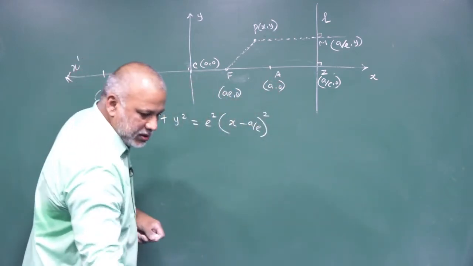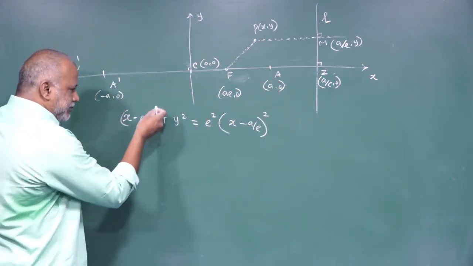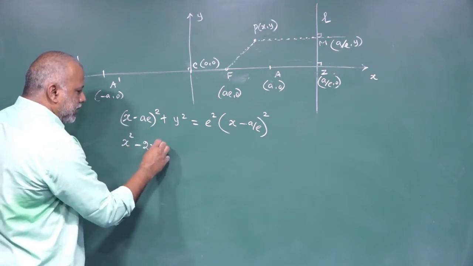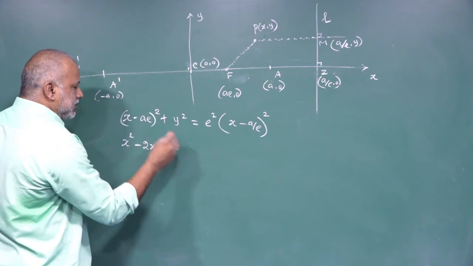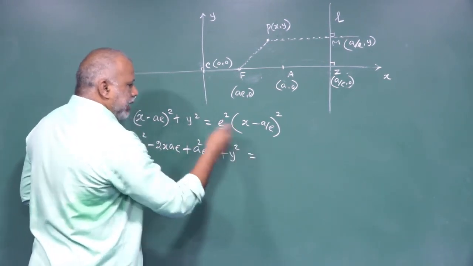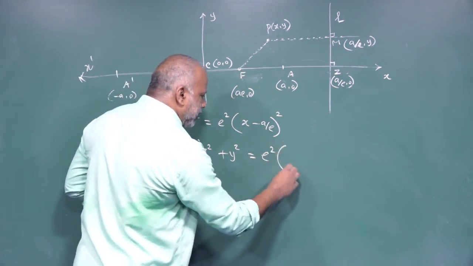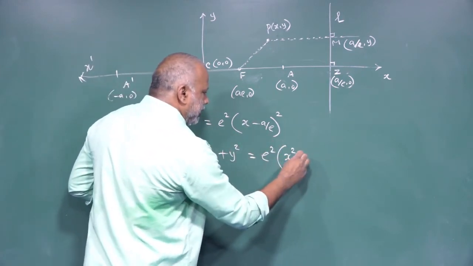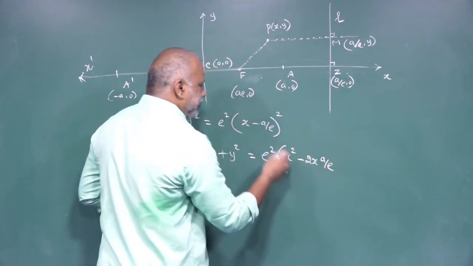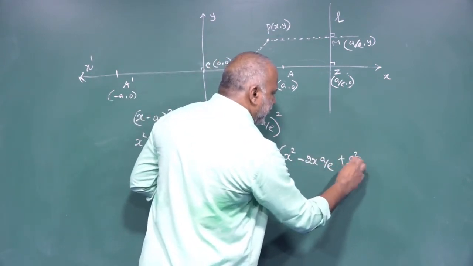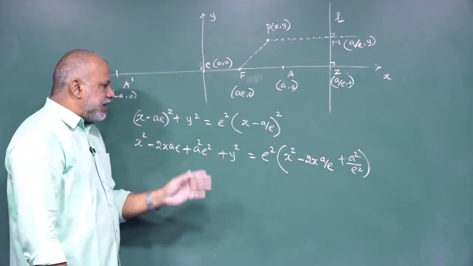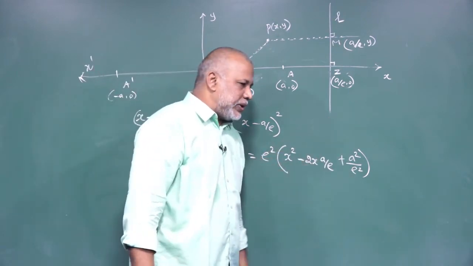After that, simplification. Now listen, a minus b the whole squared, expand it: x squared minus 2x ae, then plus a squared e squared, then plus y squared. In your RHS side, e squared, then x squared minus 2x a by e plus a squared by e squared. A minus b the whole squared, expand it. Here also a minus b the whole squared, expand it.